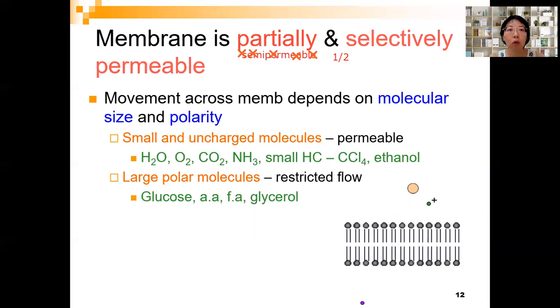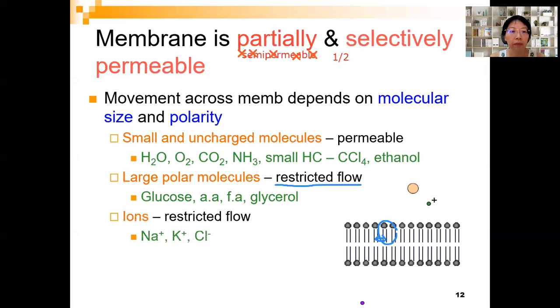And the spacing is so small that most of the time they are unable to pass through. So that's why it is said restricted flow. We didn't say it cannot pass through. It's restricted due to the spacing between the phospholipid molecules being so tiny. Even though they are not charged, they're too big, so they cannot pass through.